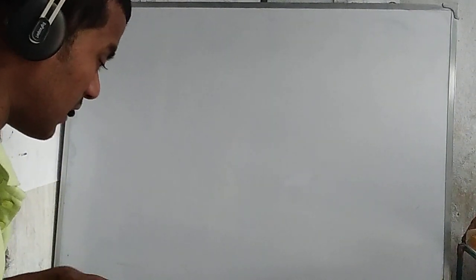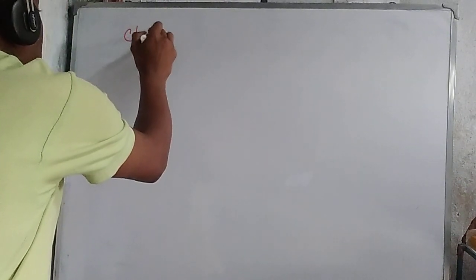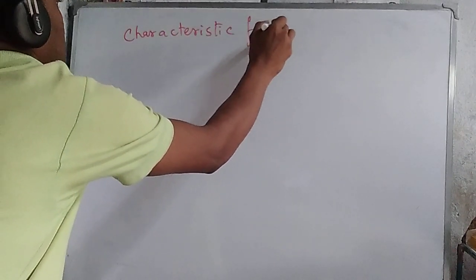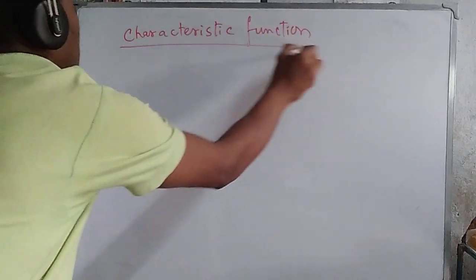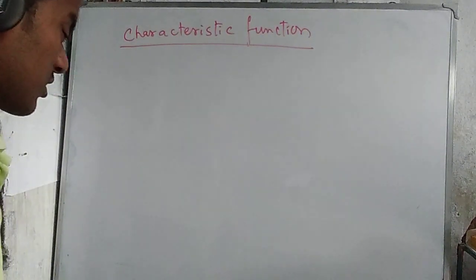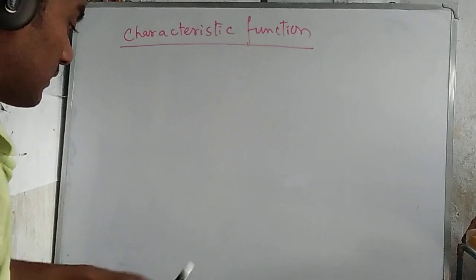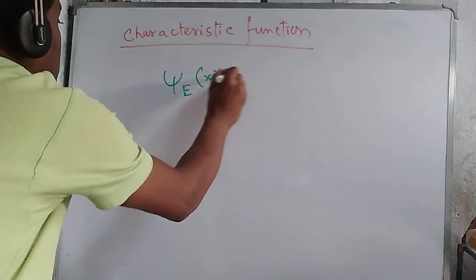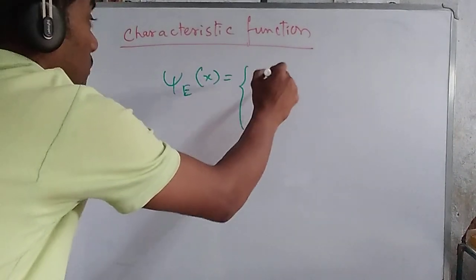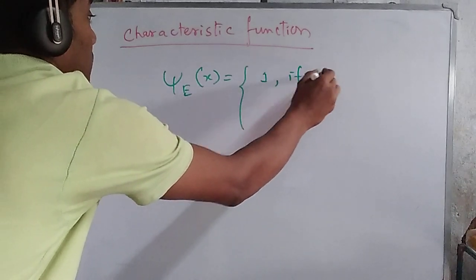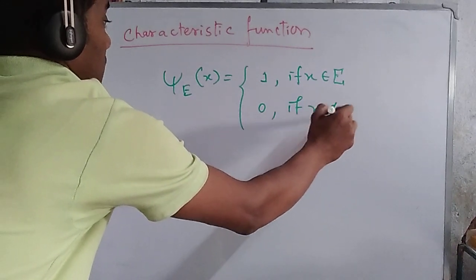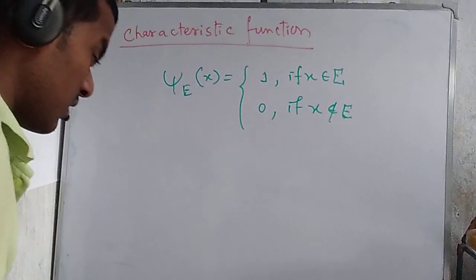Here we know about that characteristic function. Which function is called a characteristic function? We denote it by psi_E(x), equal to 1 if x belongs to E and 0 if x does not belong to E.